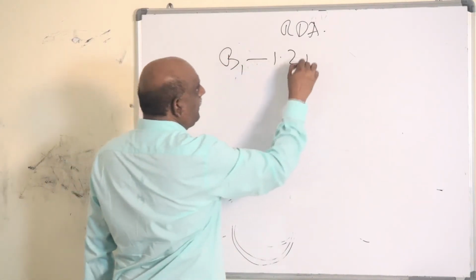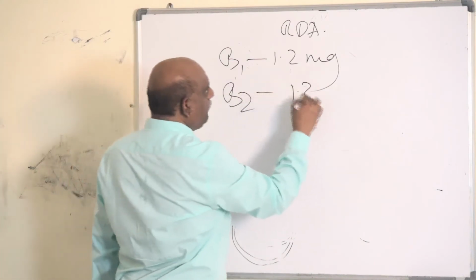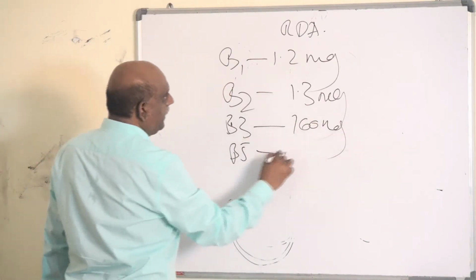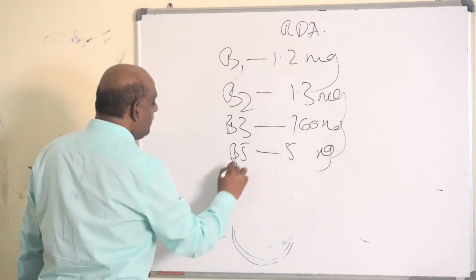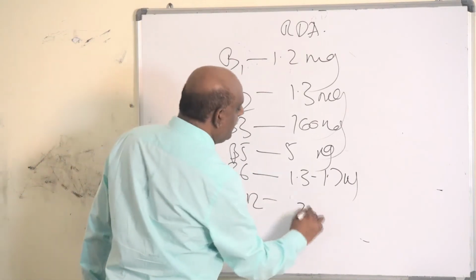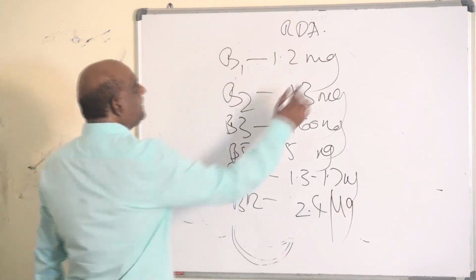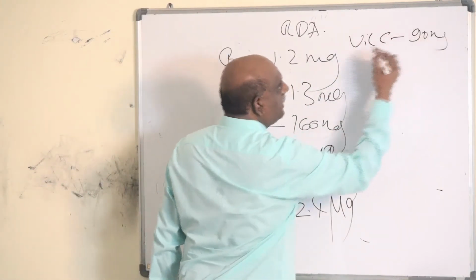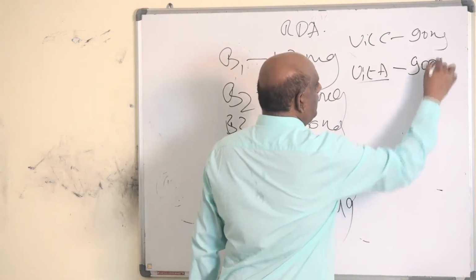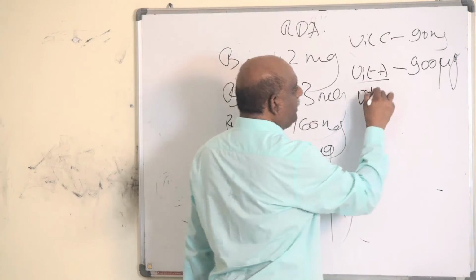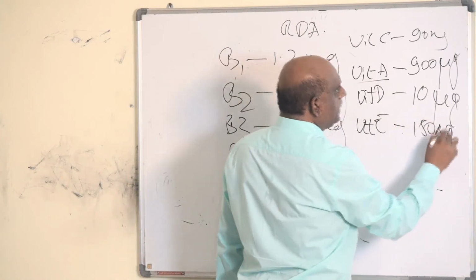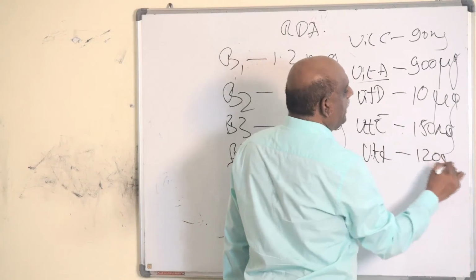Vitamin B1, thiamine, is 1.2 milligrams. B2 is 1.3 milligrams. B3 is 16 milligrams. B5 is 5 milligrams. Pyridoxine, B6 is 1.3 to 1.7 milligrams. B12, vitamin B12, cyanocobalamin is 2.4 micrograms. Vitamin C is 90 milligrams. Vitamin A, very important, lot of times this question has been asked, is 900 micrograms required daily allowance. Vitamin D, you require 10 micrograms. Vitamin E is 15 milligrams. Vitamin K is 120 micrograms.